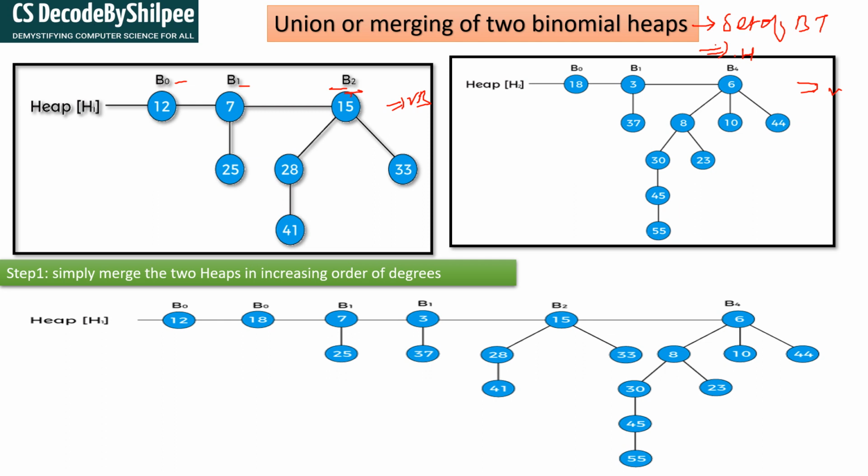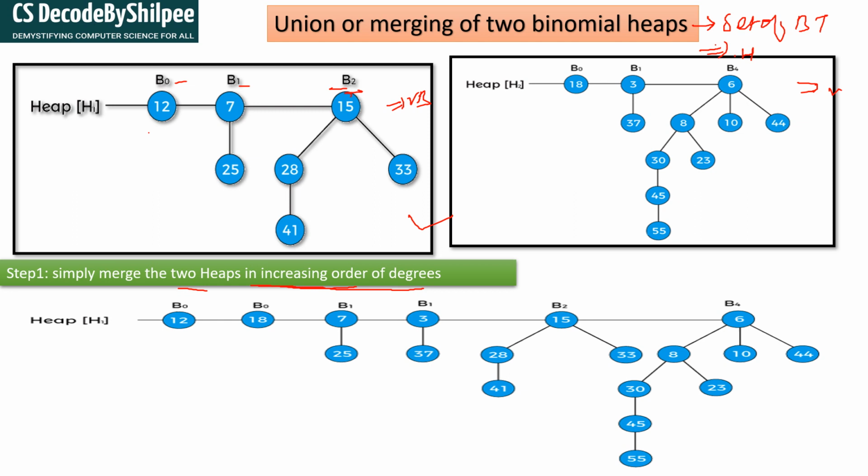There are two given binomial heaps, and now I am going to merge these two binomial heaps. First I am simply merging both binomial heaps according to degree. Degree wise I am going to merge them, and the degree is in increasing order. So degree wise we are going to perform the merging.